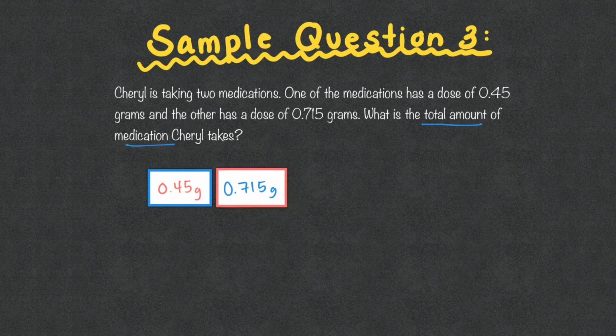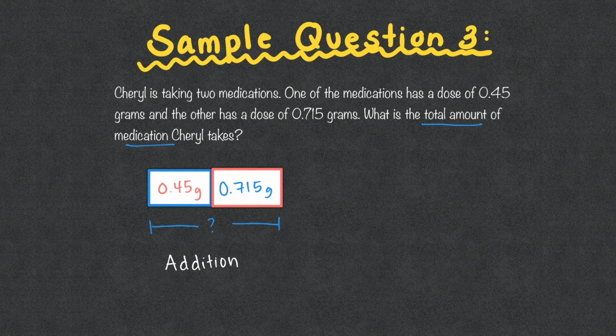So that means that these 2 medications are actually being combined at the same time. So if we're looking for the missing total, this is going to again be an addition problem. So I'm going to take my numbers, 0.45 or 45 hundredths, and 715 thousandths grams, making sure I line up my decimal point before I add. If it helps, I can put in a placeholder 0 and add it.